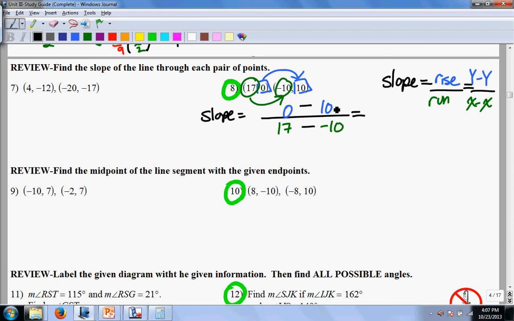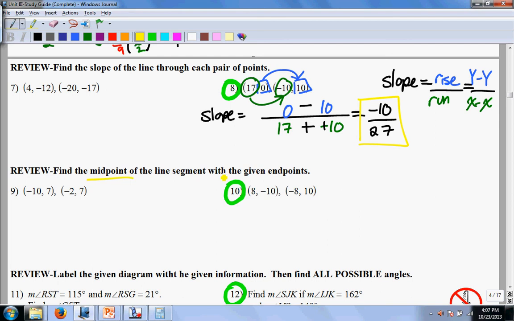0 minus 10 is simply -10. 17 minus negative 10, this becomes positive, that's 27. You see if you can reduce, which you can't here, so your answer is negative 10 over 27. So slope is rise over run, rise subtract the y's over run subtract the x's.